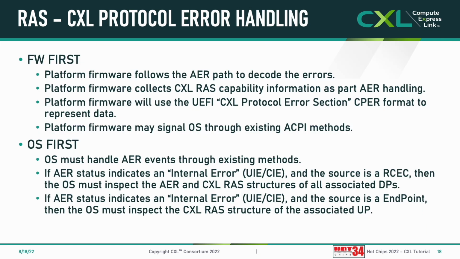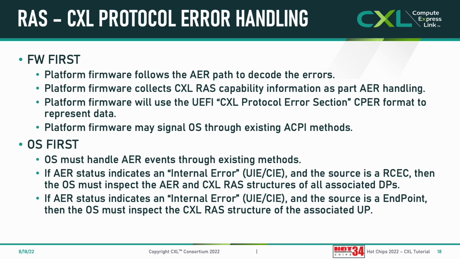There are two paths that can be taken for CXL protocol error handling. The system administrator typically decides if the firmware first or OS first mechanism needs to be used. This is a very high-level overview of firmware first and OS first handling of errors. With firmware first, the platform firmware needs to follow an AER path to decode the errors. From there, the firmware then collects the CXL RAS capability information as part of the AER handling. The platform firmware will then use the UEFI CPER format to collect that information. And finally, the platform firmware may signal to the OS through existing ACPI methods.